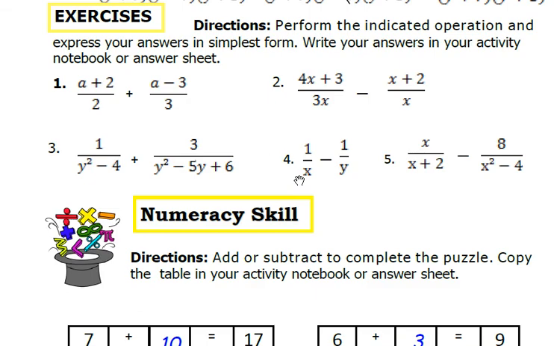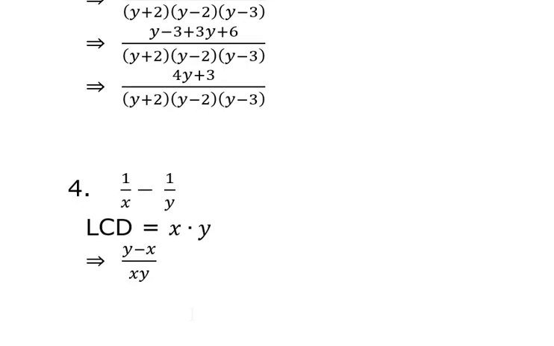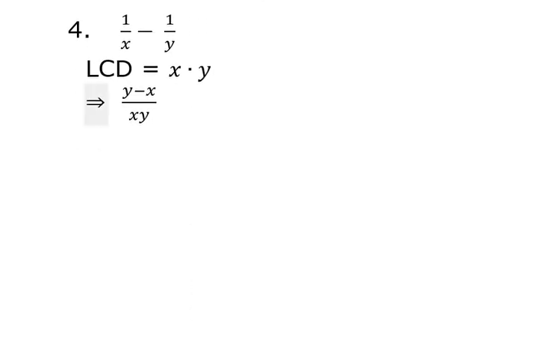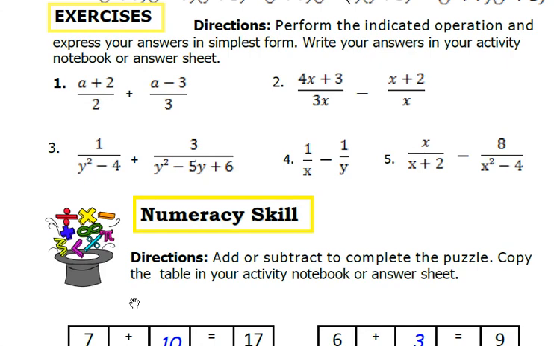Moving on to number 4, simple fraction 1 over x minus 1 over y. Solution, obviously the LCD is x times y. Copy the LCD here, then xy divided by x, that becomes y times 1, it's y, and xy divided by the denominator of the second term, we have y, it's x, times negative 1. So we have the final answer y minus x all over xy.